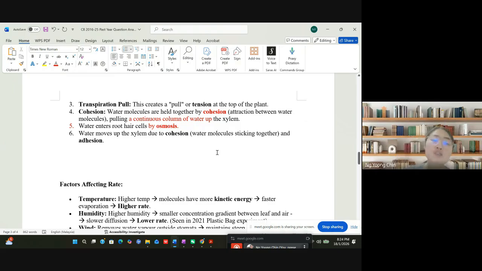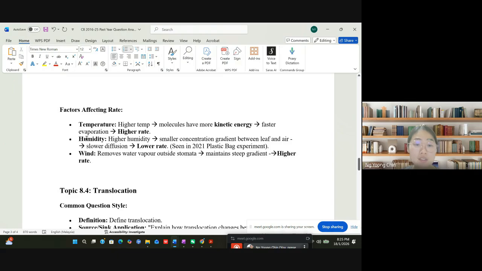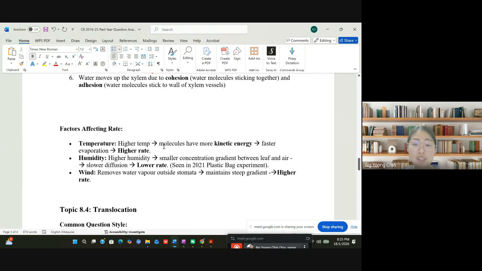So actually you have two types of force. One called cohesion. Cohesion refers to sticking between the water molecules, and then this one, adhesion, right? Adhesion is the water molecules sticking to the wall, yeah, sticking to the wall of the xylem vessel. Okay, and then this factor, okay, just read by yourself. Okay, take note of humidity. If you have high humidity, you have a lower rate of transpiration. Okay.